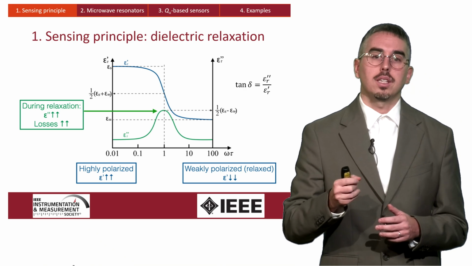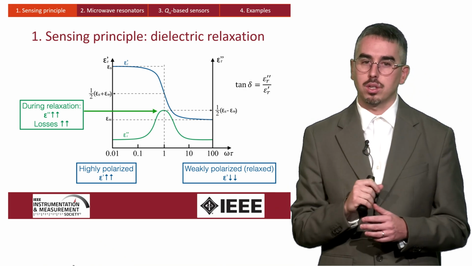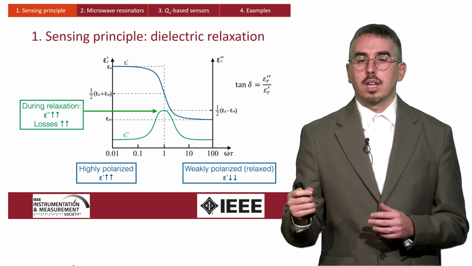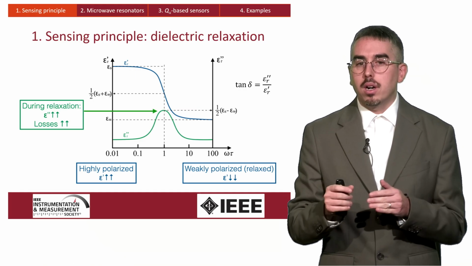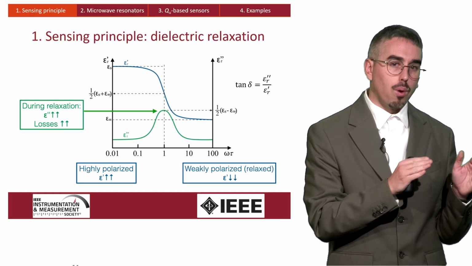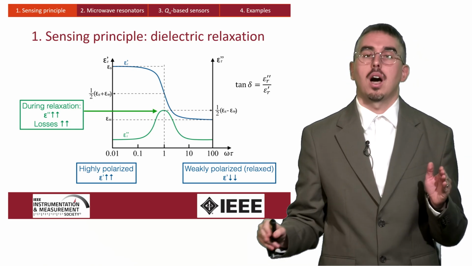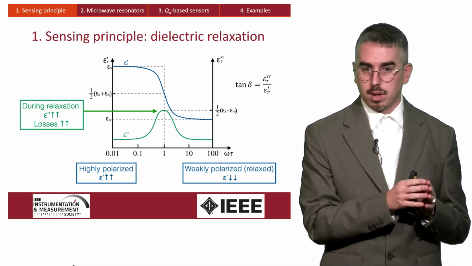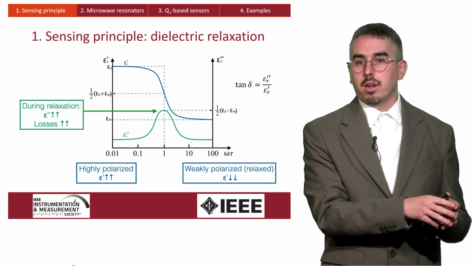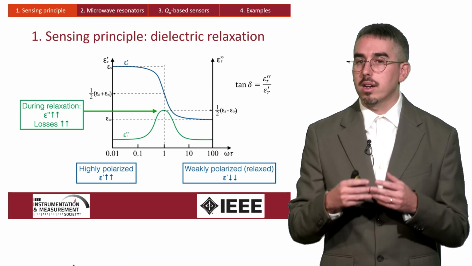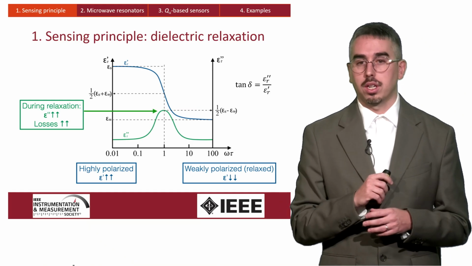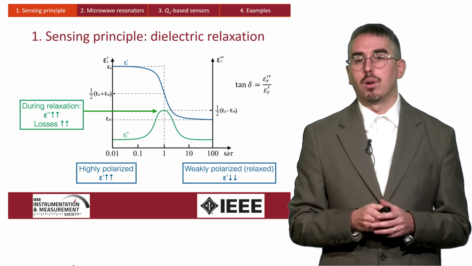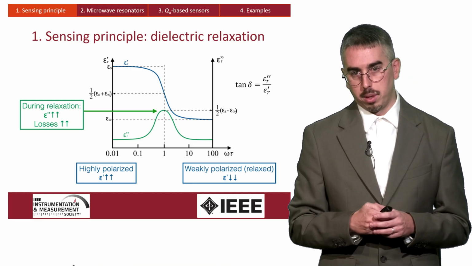So here we can see the evolution of both the real and imaginary parts of the permittivity of a material as the frequency of the applied field increases. We can see in the blue line that the values of the real part of permittivity are high before the relaxation and low after the relaxation. The material evolves from being highly polarized at frequencies lower than the relaxation to weakly polarized at frequencies higher than the relaxation. And in this context, we define the loss tangent, accounting for the losses in the material, as the imaginary part of the permittivity over the real part of the permittivity.